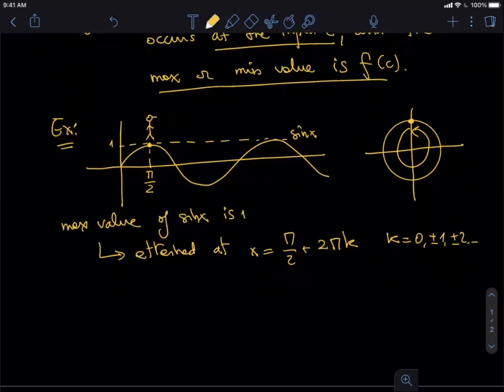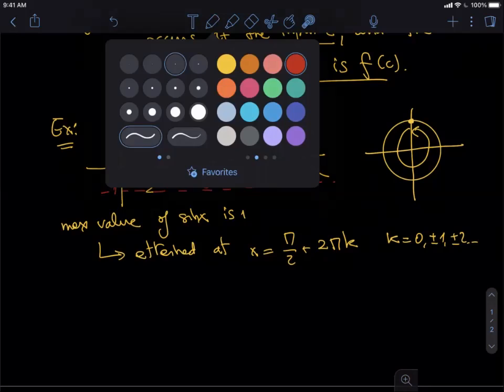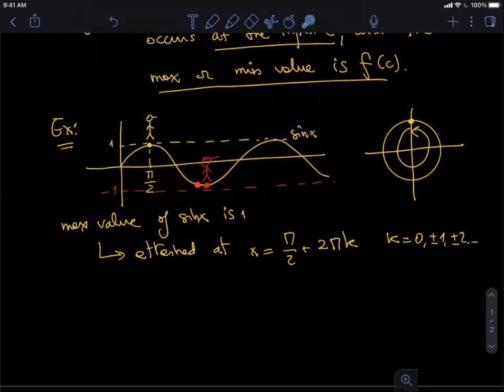Okay, but I could also be looking at this point over here, where the sine is -1. Okay, I could be here, and I would be at the minimum point, you see, because all the points around are bigger than the value of -1 that I get at this point.